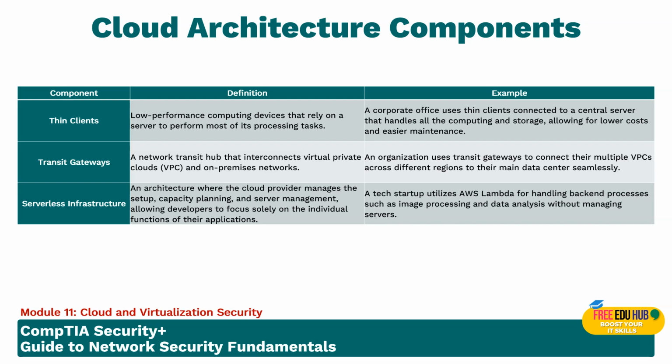Then we have transit gateways, a network transit hub that interconnects virtual private clouds, VPCs, and on-premises networks. Think of it as a central location that manages and directs the flow of data across different networks within the cloud infrastructure. By using transit gateways, organizations can scale their networks more efficiently and reduce the complexity involved in managing connectivity and routing policies between numerous VPCs and external connections. An example is an organization using transit gateways to connect their multiple VPCs across different regions to their main data center seamlessly.